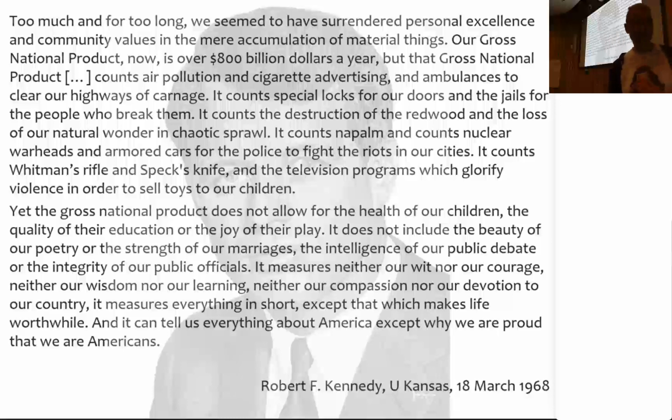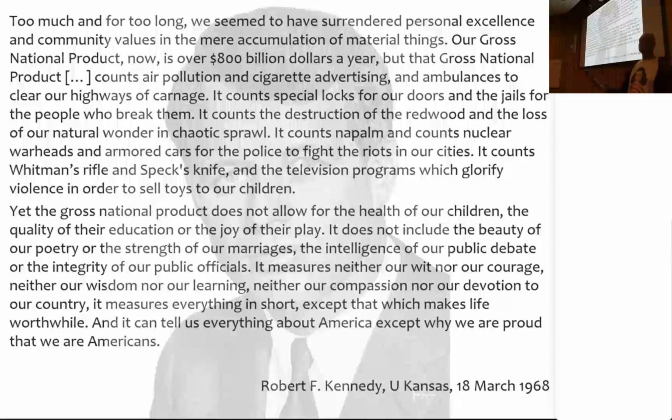Yet the gross national product does not allow for the health of our children, the quality of our education, or the joy of their play. It does not include the beauty of our poetry or the strength of our marriages, the intelligence of our public debate, or the integrity of our public officials. It measures neither our wit nor our courage, neither our wisdom nor our learning, neither our compassion nor our devotion to our country. It measures everything in sort except that what makes life worthwhile.